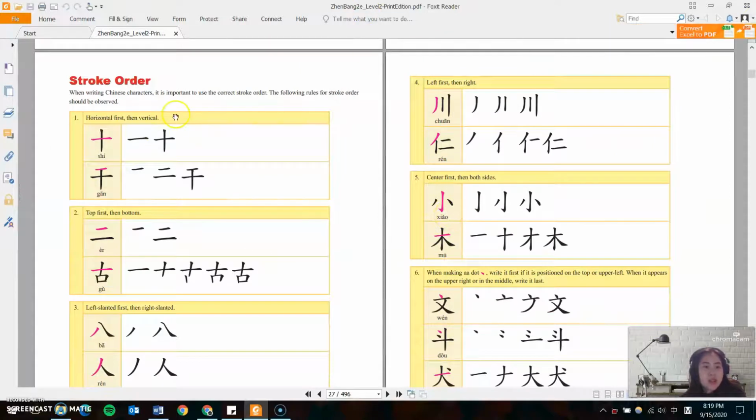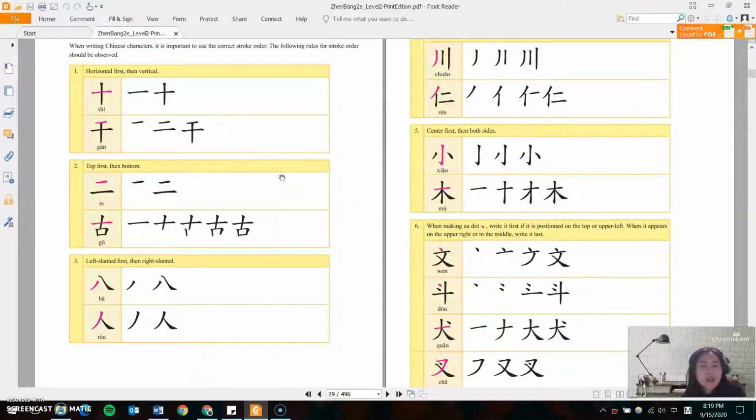Stroke order. When writing Chinese characters, it is important to use the correct stroke order. The following rules for stroke order should be observed. Horizontal, then vertical. Okay, 十, 干. It would help, by the way, if you have a tablet or an iPad so that you can practice writing with your stylus.